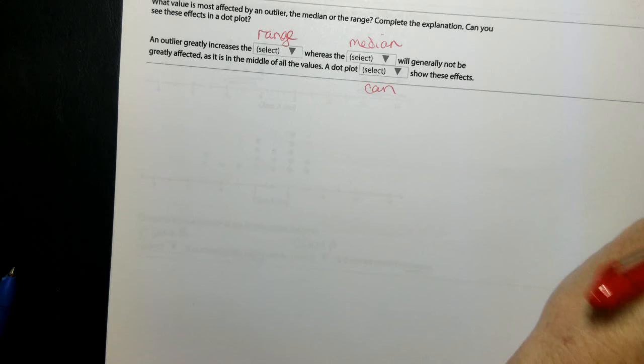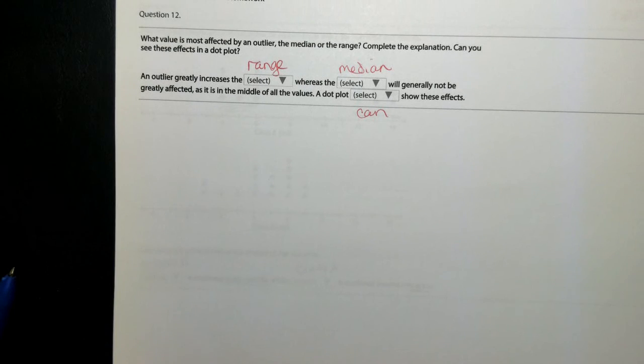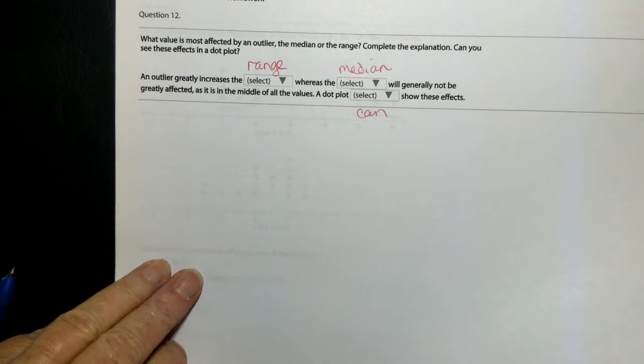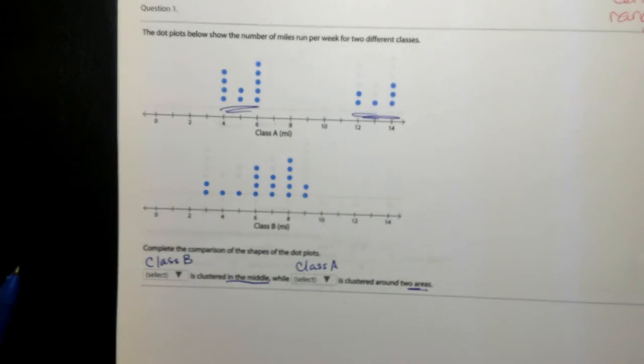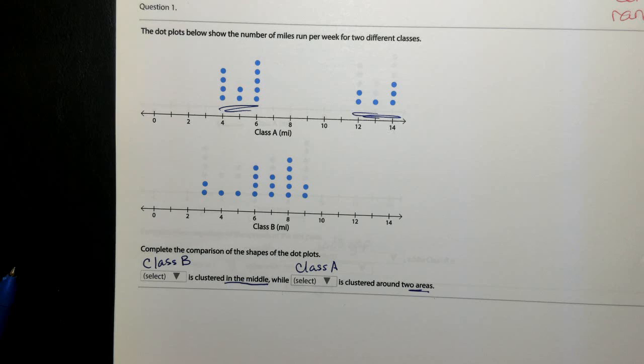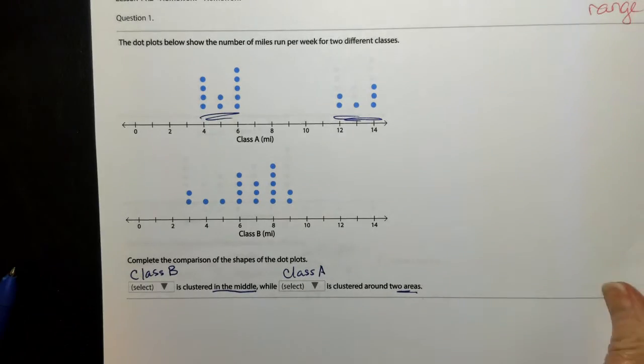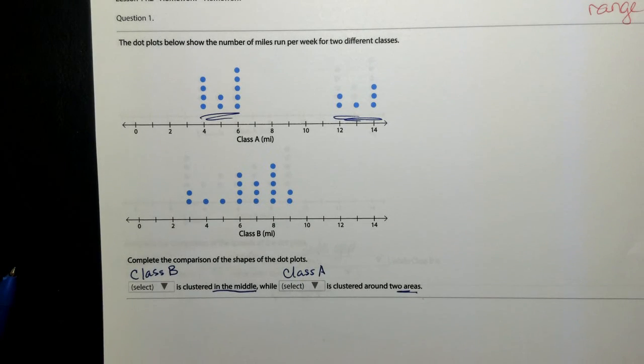A dot plot can show these effects. A dot plot is a very good visual way to see what's going on in a population. So those are all of the problems similar to what you will be doing in HRW. So it should not take very long. These are pretty much drop down, fill in the blank, most of them, and even the math itself is just subtraction because you're calculating ranges or calculating medians.